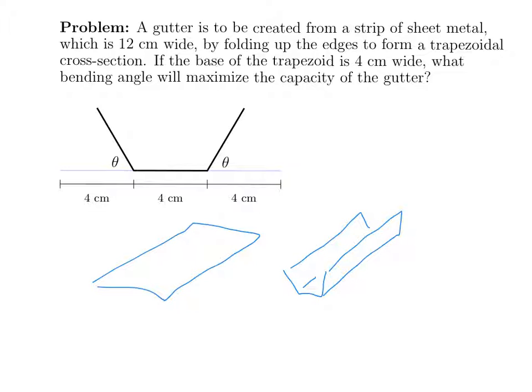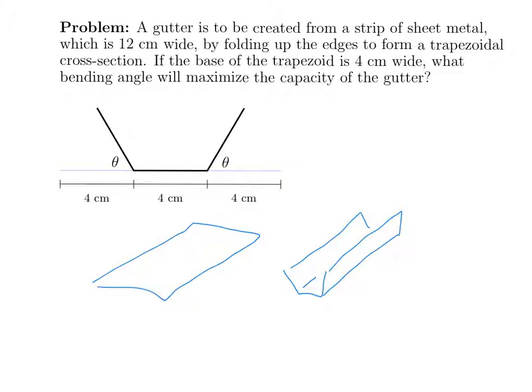The computer-drawn picture is a simplified version of that, which is highly relevant. Because if we're talking about what is the capacity of this gutter, what we're really talking about is what's the maximum area that we can enclose there, because that area just gets stretched along the gutter to form the volume, which is the capacity.